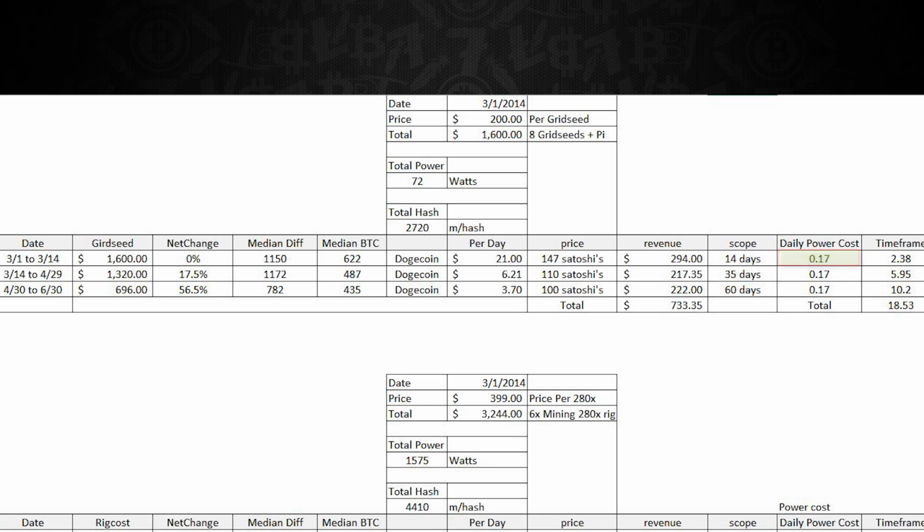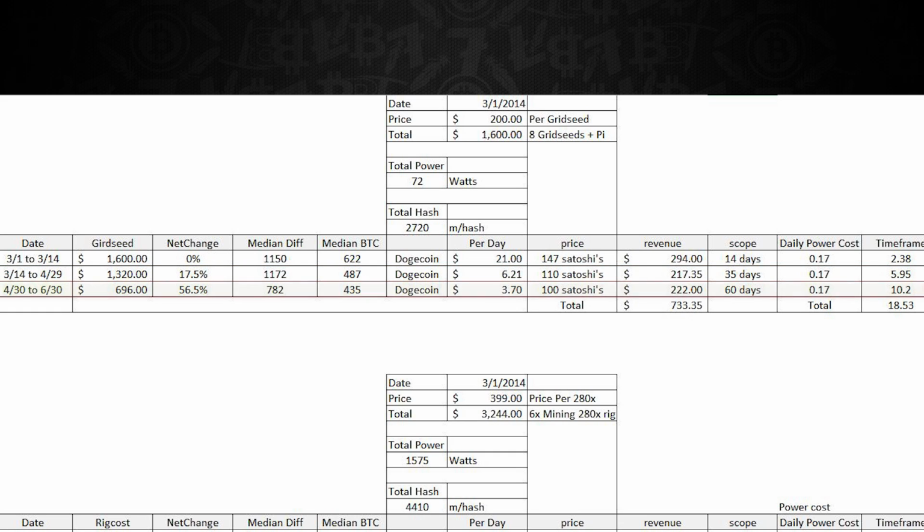But over the next time period, the net change in value of the Gridseeds themselves dropped about 17.5%. Couple that with the Doge price dropping to around 110 Satoshis over the same period, the median BTC price dropped to $487, yet the median difficulty over that time period actually ticked up a little bit. And that was probably due to a lot of these Gridseeds coming online. Now, all those factors combined, that 35-day period still made under the original first period of 14 days, bringing in only $217.35 for that total time period.